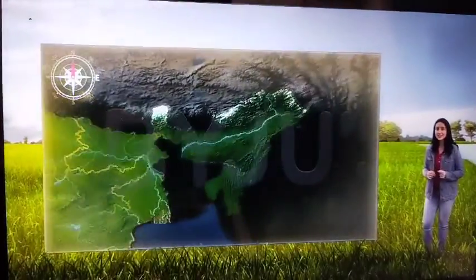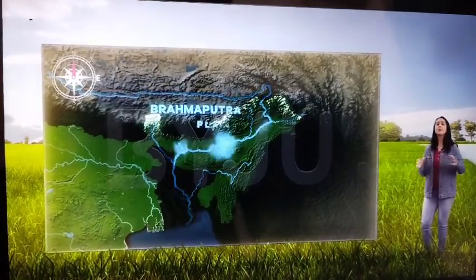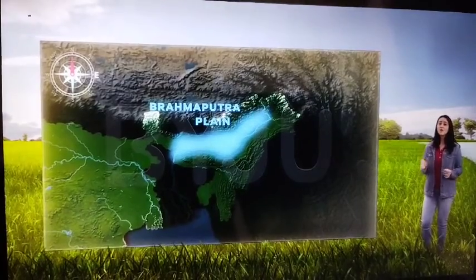Going towards the east, we have the Brahmaputra river system, which forms the Brahmaputra plain. These plains primarily cover the state of Assam.